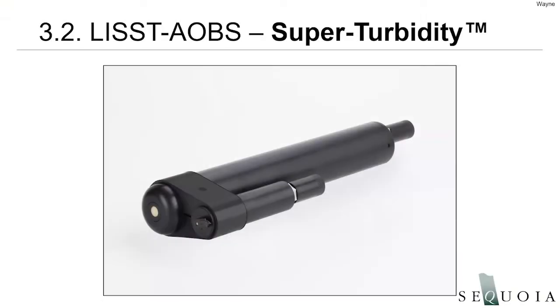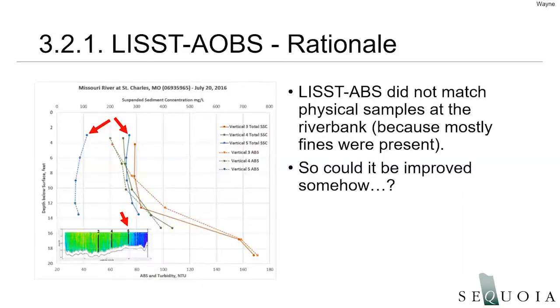We'll get right started back in with this section where we're going to start talking about the LISST-AOBS instrument and the theory behind how that combination works. As we saw from one of those last slides that Ola presented, the ABS didn't match the physical samples very well closer to the riverbank.